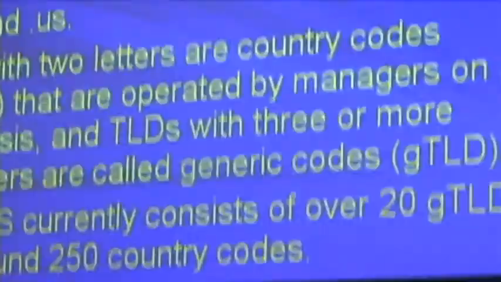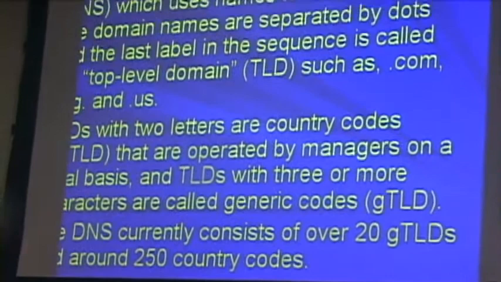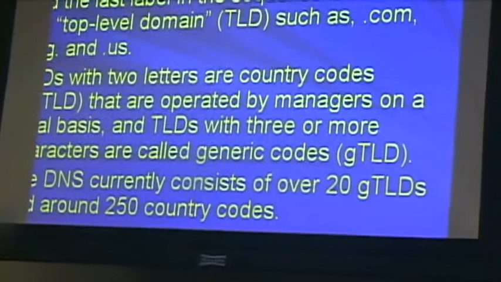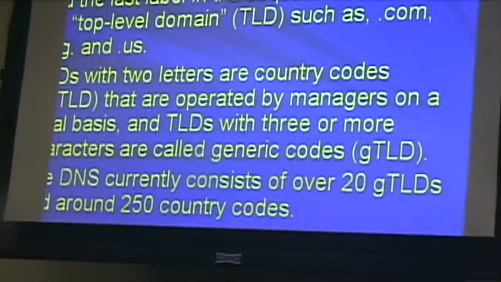The background of this resolution is that the Internet utilizes a domain name system known as DNS, which uses names to reach websites. The domain names are separated by dots, and the last label in the sequence is called the top-level domain, known as TLD. I think we're very familiar with .com and .org and .us. TLDs with two letters are country codes, ccTLD, that are operated by managers on a local basis, and TLDs with three or more characters are called generic codes, gTLD.